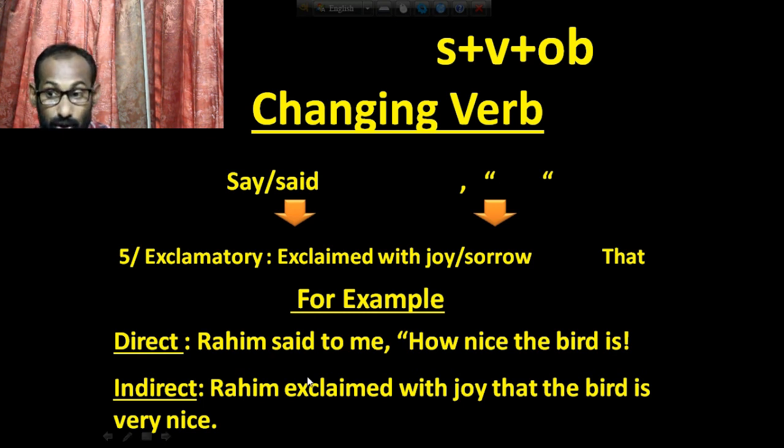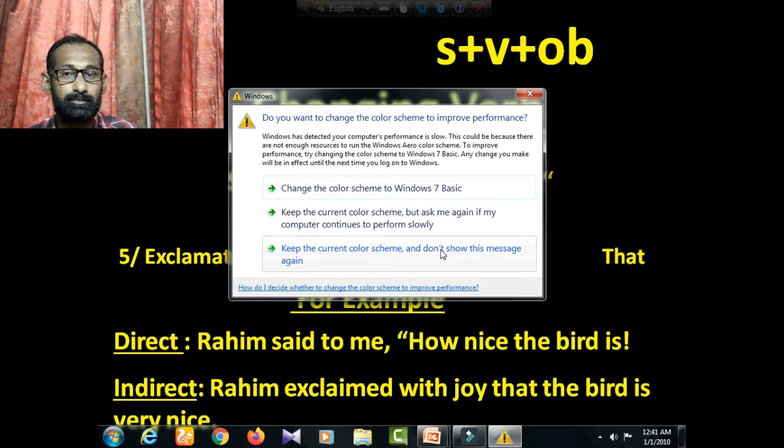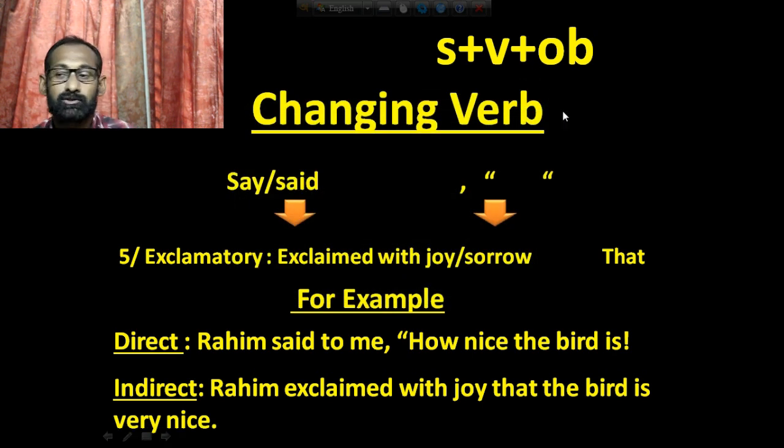Why was? Because Rohim exclaimed with joy, it is past tense. This is a typing mistake. So the answer will be Rohim exclaimed with joy that the bird was very nice. That means if you see that the first part is past tense, then you have to use the second part also in past tense. So actually we have completed the basic rules of sentence narration.